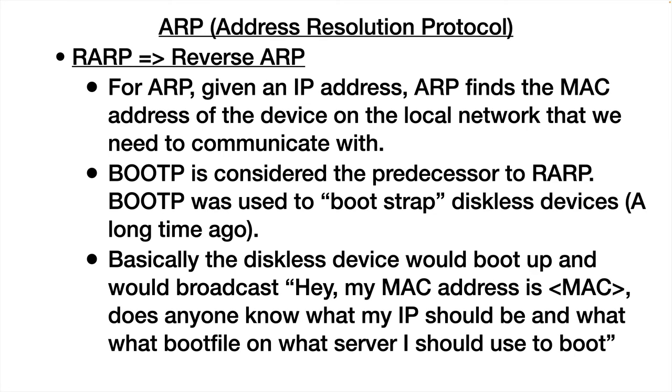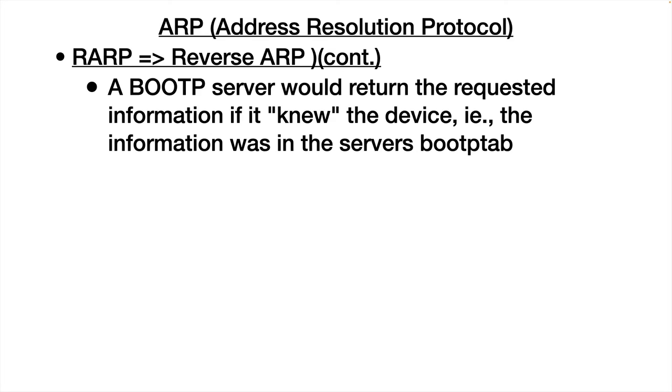So what happens is, when you turned on one of these diskless devices, they would broadcast, "Hey, this is my MAC address. Does anybody know anything about me?" And two of the most important things you could get would be an IP address to use and where your boot file existed on the network so that you could download your operating system. So a BootP server would come back if it knew its device, and by knowing the device, that means it had information in a file called a BootP tab, usually in /etc on a server somewhere.